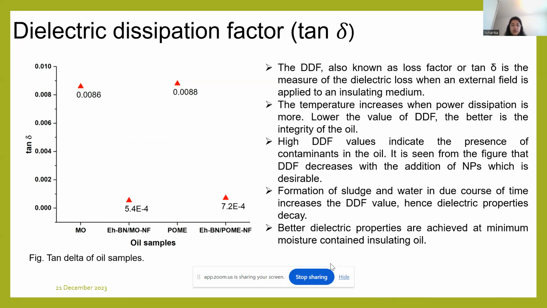So when the temperature increases, the power dissipation is more. The lower the value of the dielectric dissipation factor, the better is the integrity of the oil. A higher dielectric dissipation factor value indicates the presence of contaminants in the oil. It's seen from the figure that the dielectric dissipation factor decreases with the addition of the nanoparticles, which is quite desirable. This may be because the nanoparticles capture the electrons, so the conduction current decreases and hence the losses are lower when the nanoparticles are added to the transformer oil.